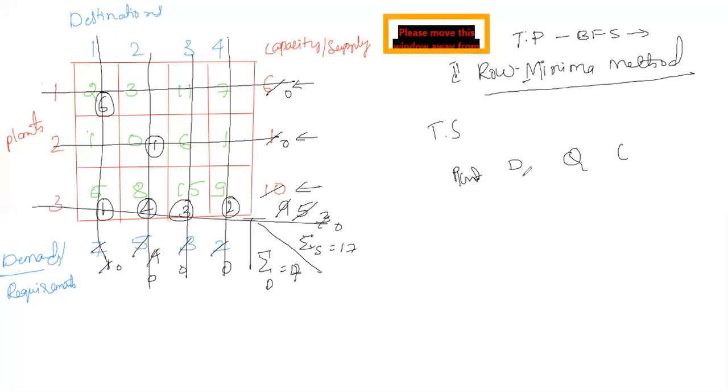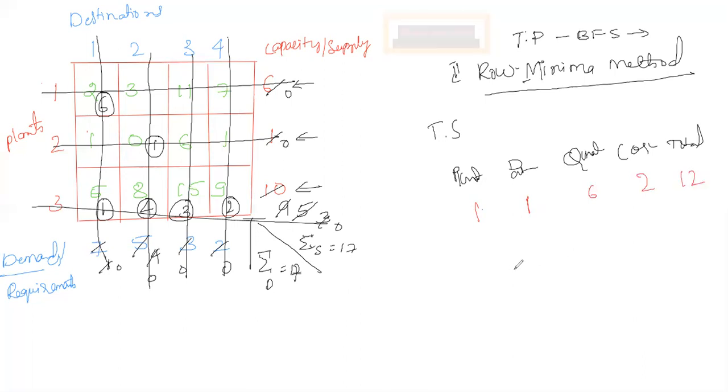I'm writing in short. Okay, so this is the destination, the quantity, the cost and the total cost. From which plant? It is from the plant one, 1 comma 1. So from plant one to destination one, the quantity is 6, the cost is 2, totally it will be 12. Similarly, we don't have any allocations in these three, so just leave these.